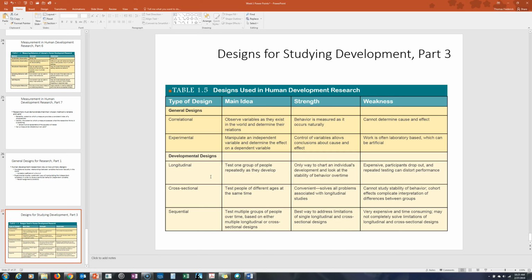A sequential approach is also very expensive, and it allows us to test multiple groups of people over time. And this is kind of like having a multiple longitudinal or cross-sectional design. However, like I said, it's very, very, very expensive to engage with.